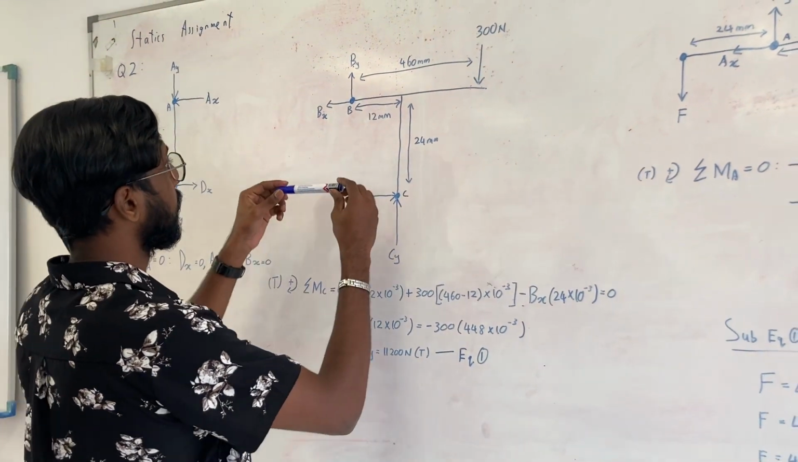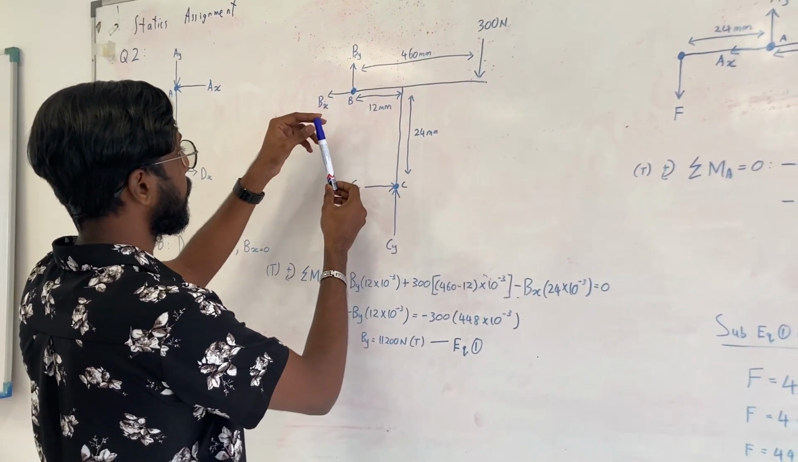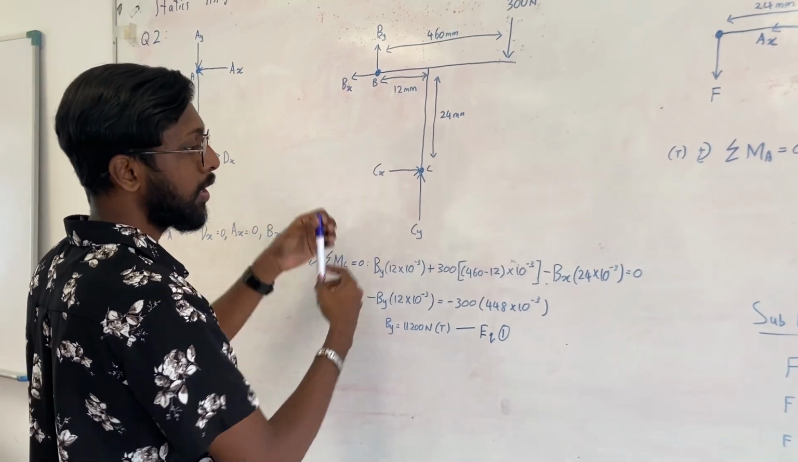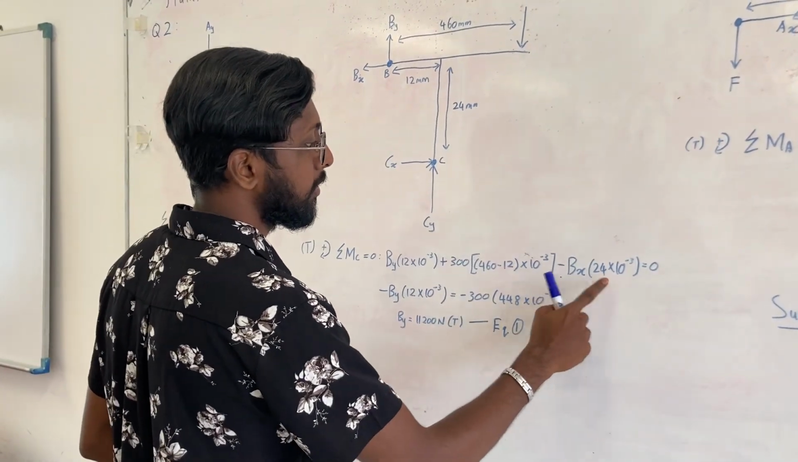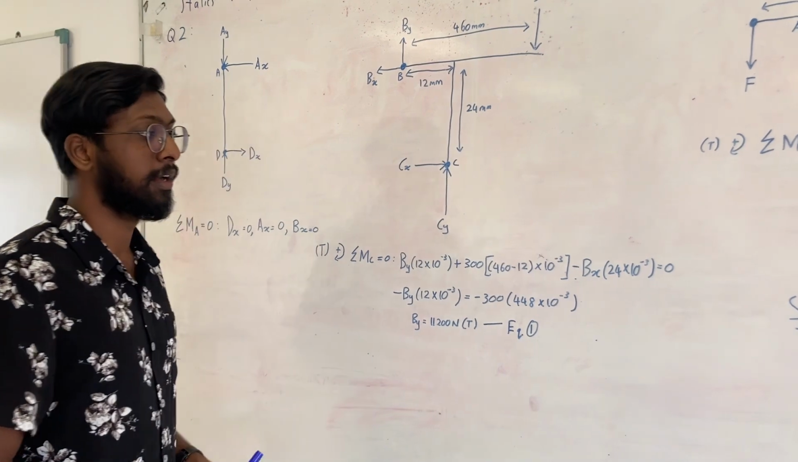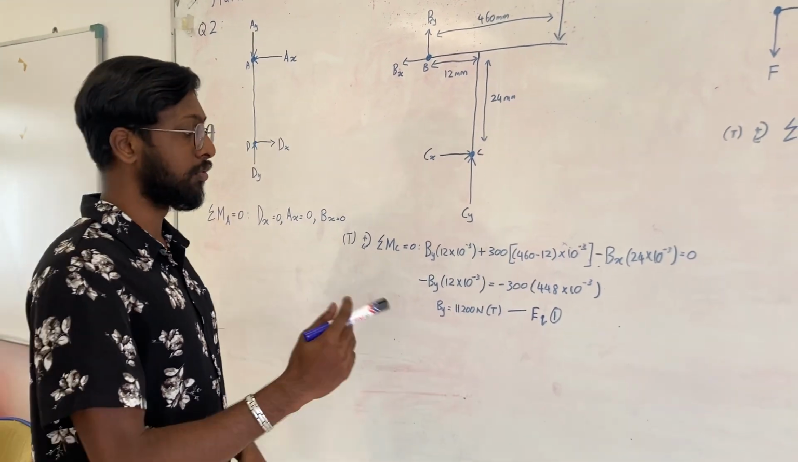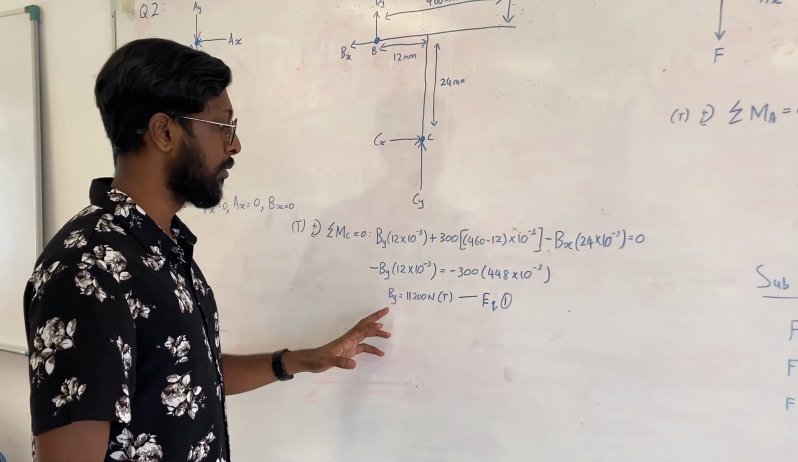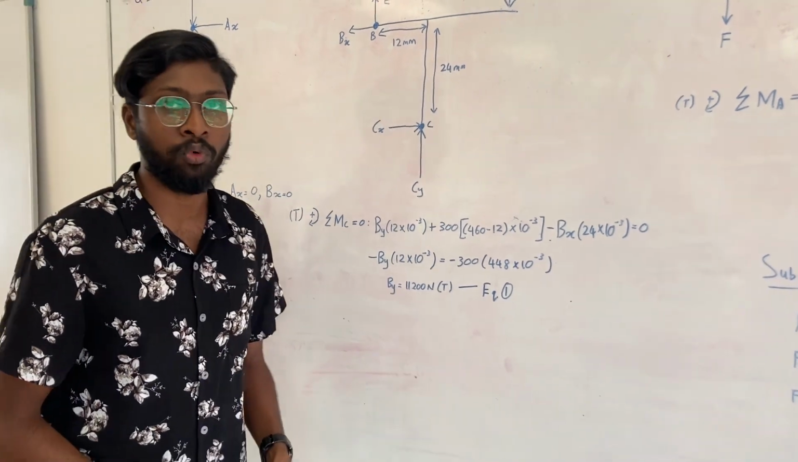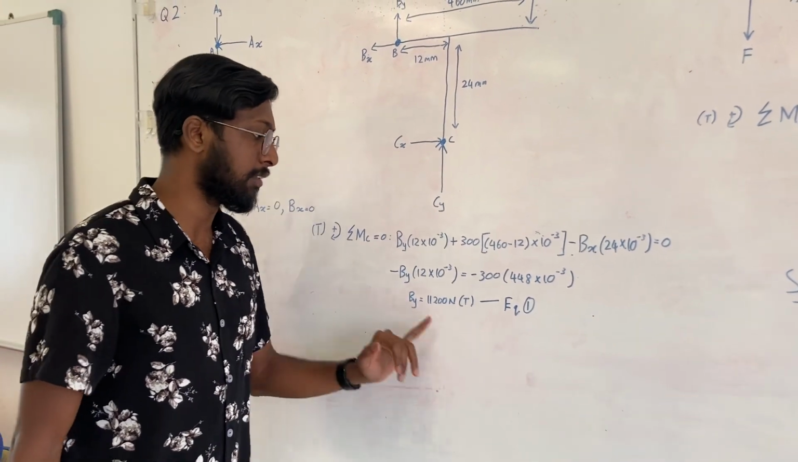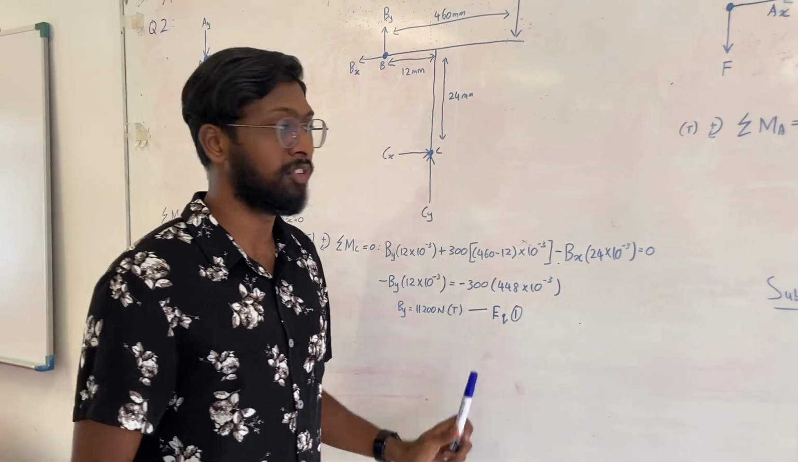minus Bx, we have here. So Bx goes anti-clockwise, hence negative, times 24 times 10 to the power of negative 3 equals 0. Solve that equation and we will get By equals 11,200 Newton in tensile as it is positive. That will be our first equation.